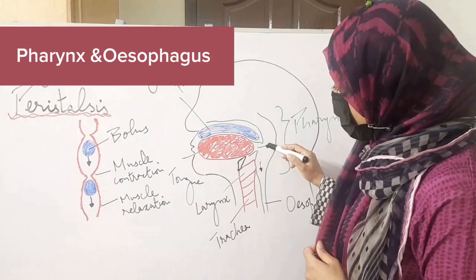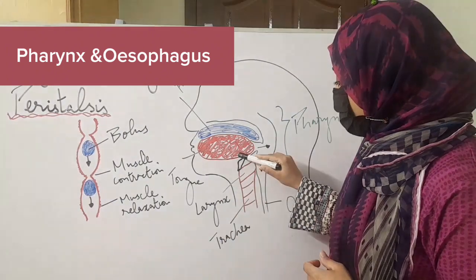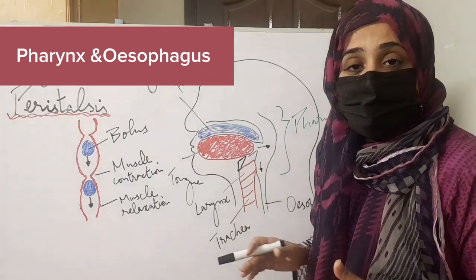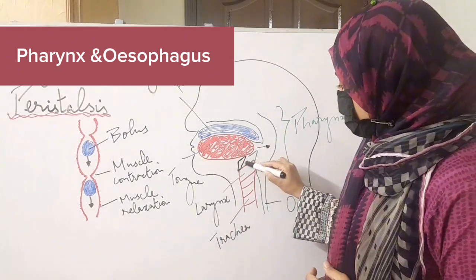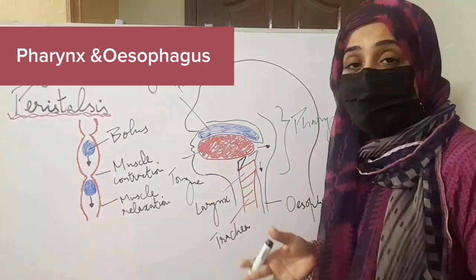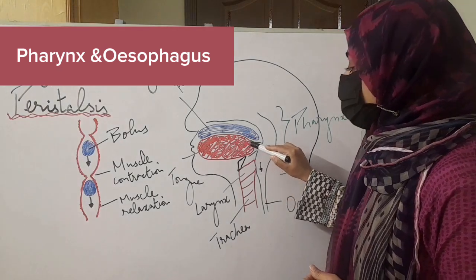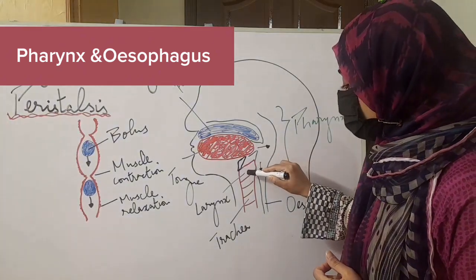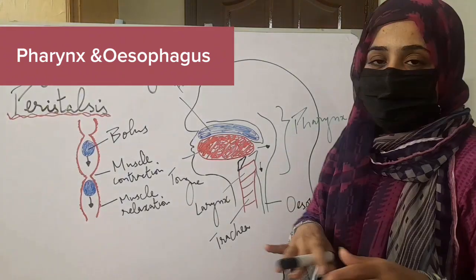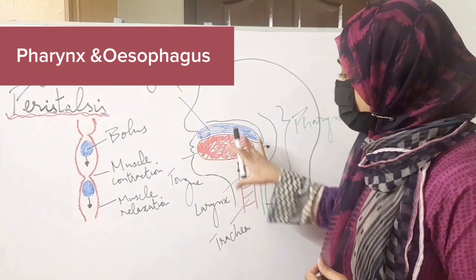When the bolus is swallowed, at the same time the larynx moves upward, and due to this upward movement the epiglottis is forced to close, into a horizontal position. In this way the opening of the trachea or windpipe is closed, food is prevented from entering the trachea, and the bolus enters the esophagus and then from the esophagus into the stomach.